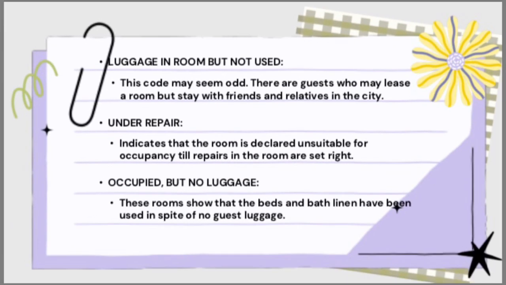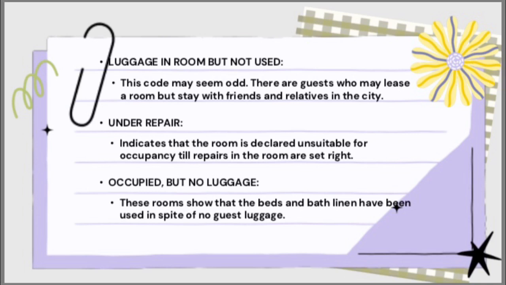Next is luggage in room but not used. This code may seem odd. There are guests who may lease a room but stay with friends and relatives in the city. If the luggage is not open and the bed is not used, the danger is that the guest may have skipped without paying the room bill and left the baggage as a decoy.